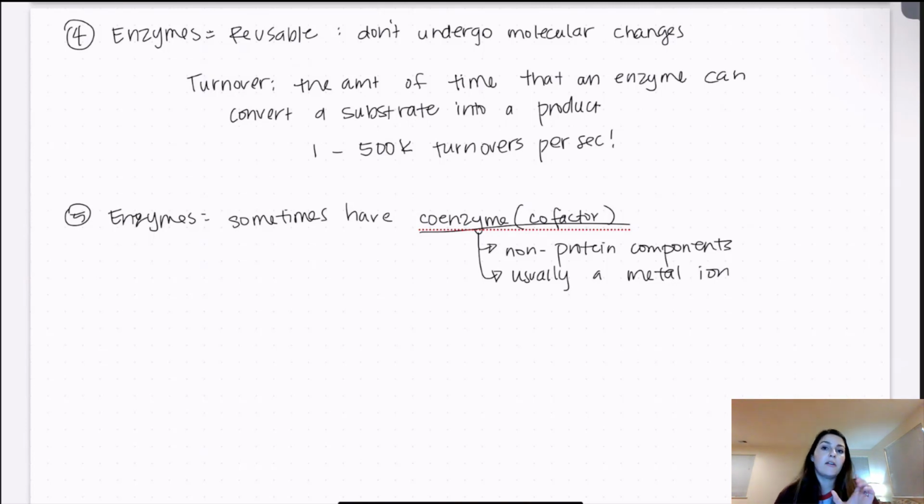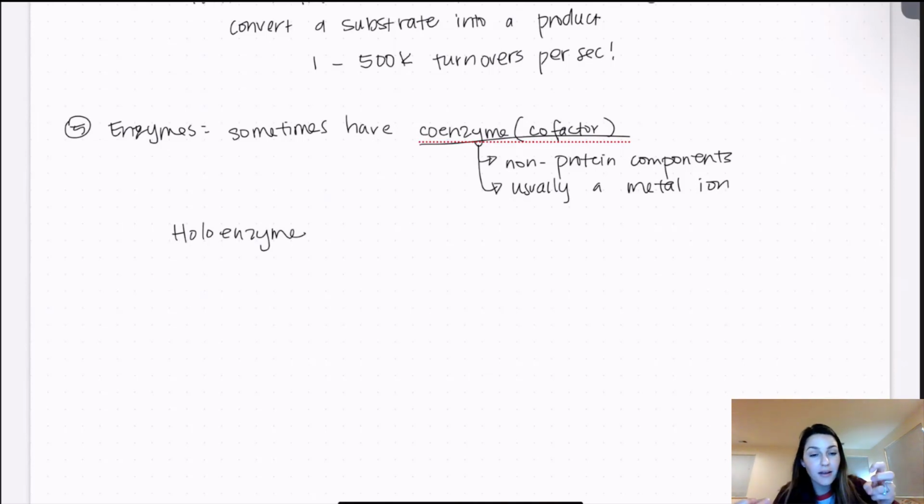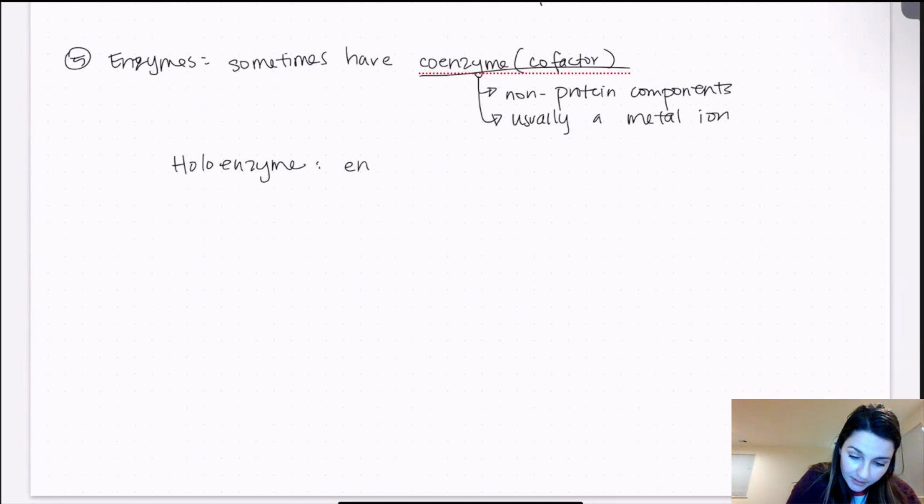And so when you have that enzyme with its coenzyme buddy, that's called a holoenzyme. I'll write that down. A holoenzyme, H-O-L-O, holoenzyme. I kind of think of it as like whole enzyme, but it's spelled different. But still, holoenzyme. A holoenzyme is an enzyme with its cofactor.